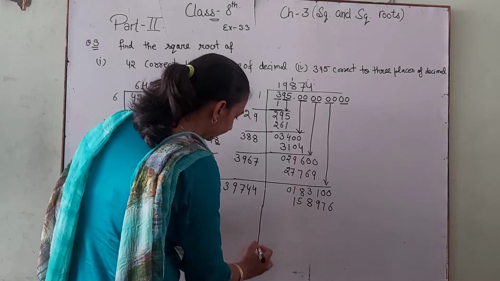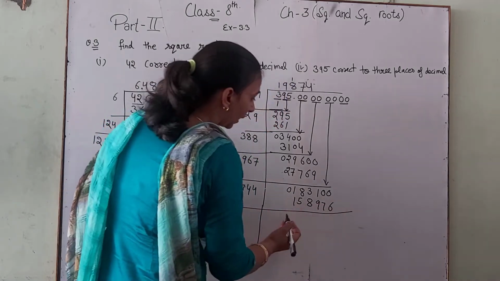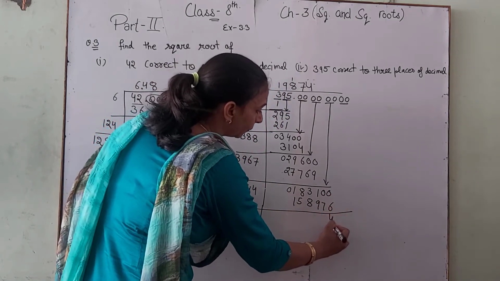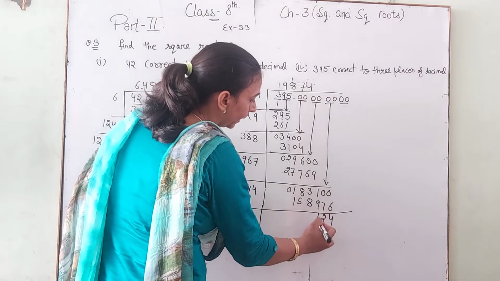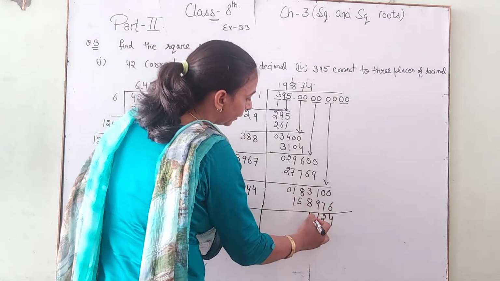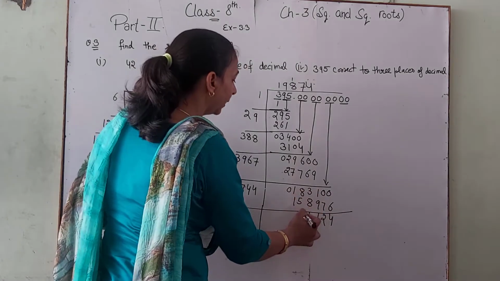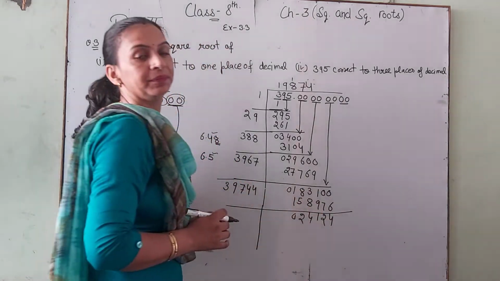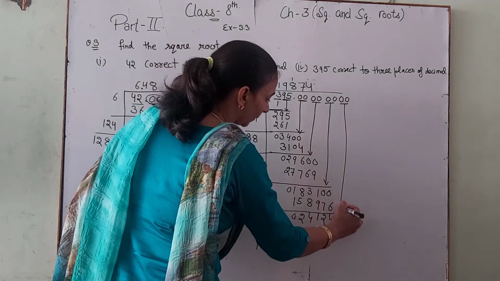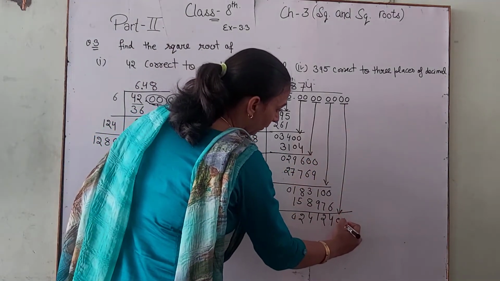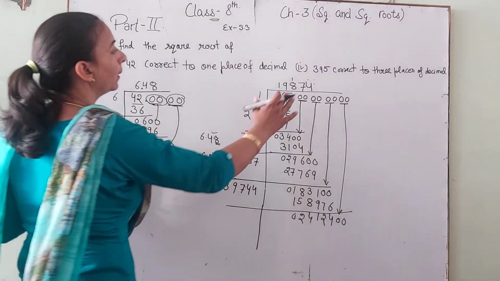Subtract. 10 minus 6, 4. 9 minus 7, 2, 0. Then 10 minus 9, 1. Then 12 minus 8, 4. Then 7 minus 5, 2, and then 0. Now we check, we take the last zeros, 0, 0. Okay, and double of this.